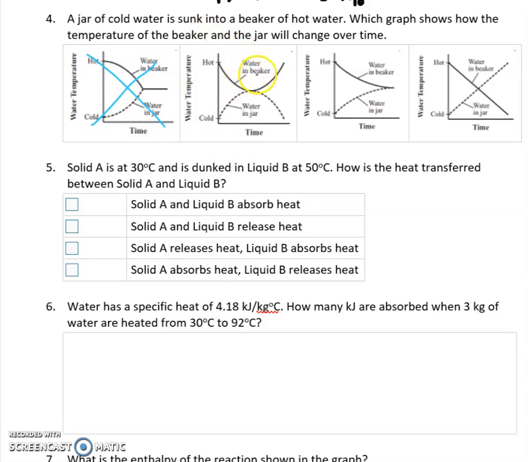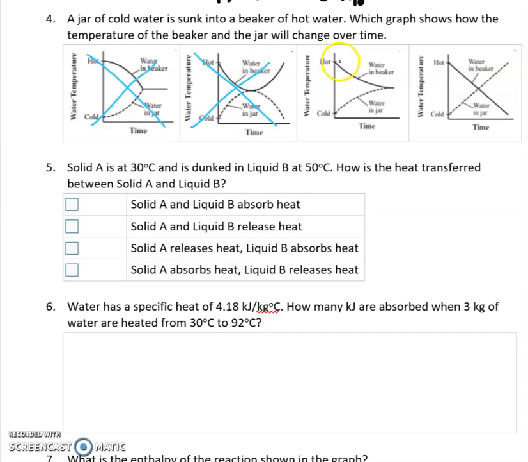Let's look at this one. My water in the beaker starts off hot and gets cold. All right, that makes sense. And here, they meet at the same temperature, and suddenly the water in the beaker gets hot again. That doesn't happen. When you leave water out that is really hot, it doesn't get cold and then get hot again. It gets colder and colder and colder. So that is not realistic.